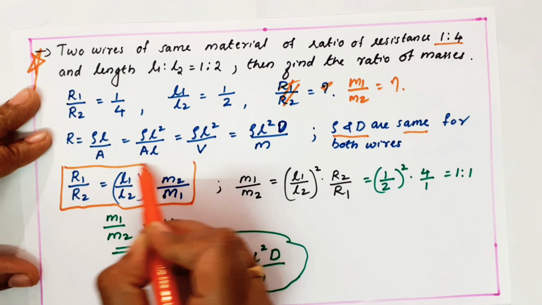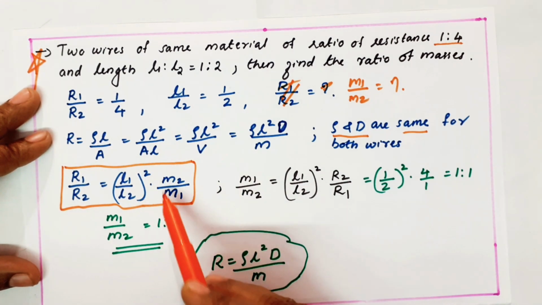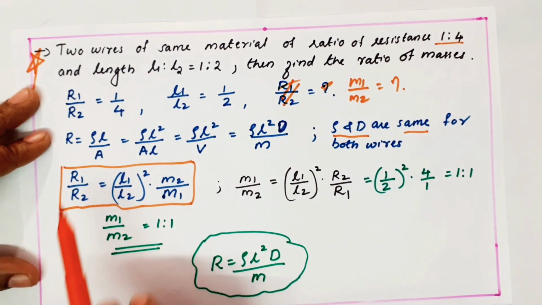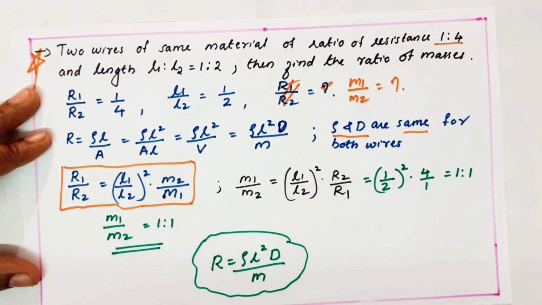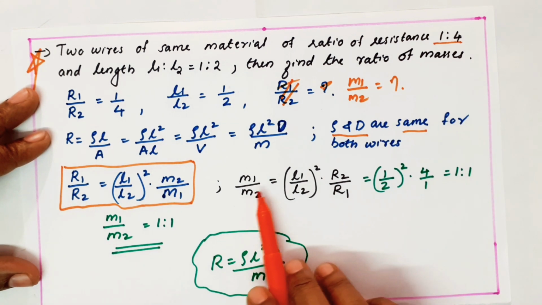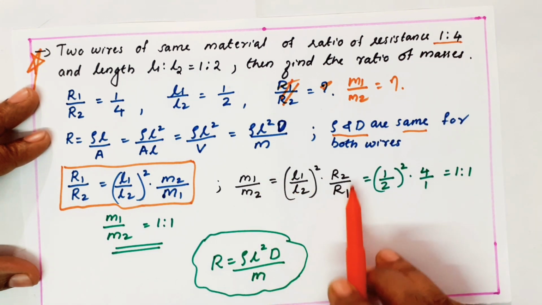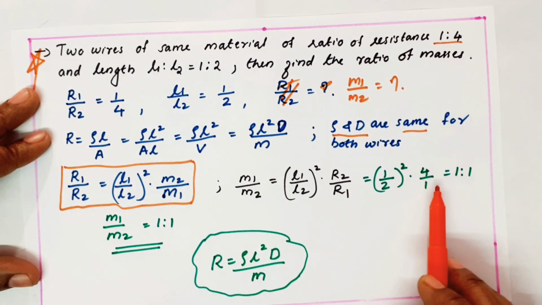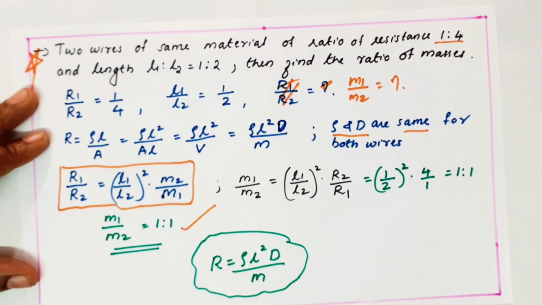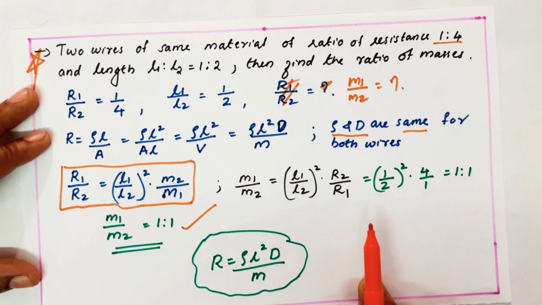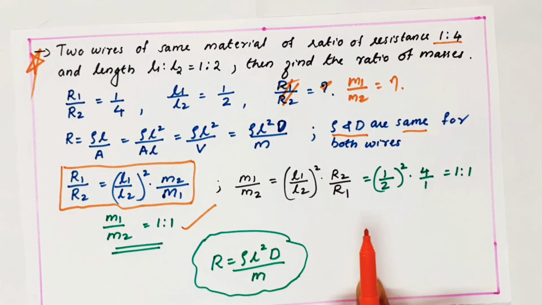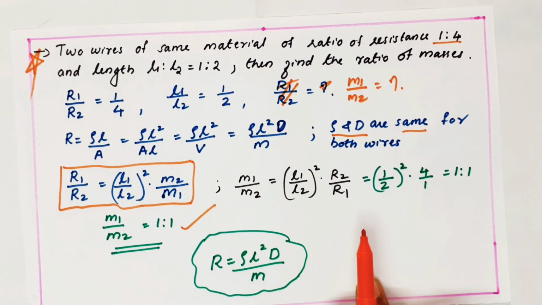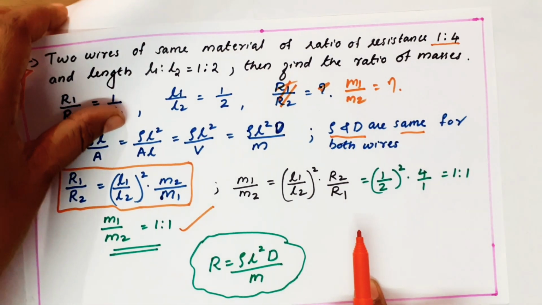So R1/R2 is equal to, you can keep this equation in a box, R1/R2 is equal to L1/L2 the whole square into M2/M1. This equation you can use only for the same material. So M1/M2 is equal to L1/L2 the whole square into R2/R1. L1/L2 is 1/2 the whole square into 4/1. So what is the answer? 1:1 is the answer. So remember, I am giving one more equation. R equals rho L square D by M. Rho L square D by M.